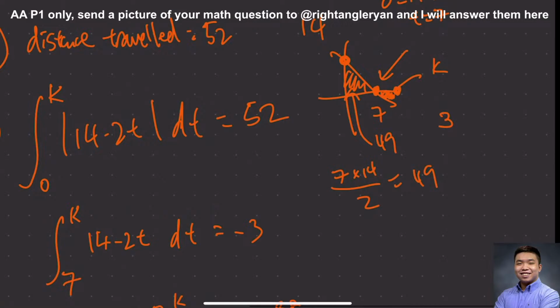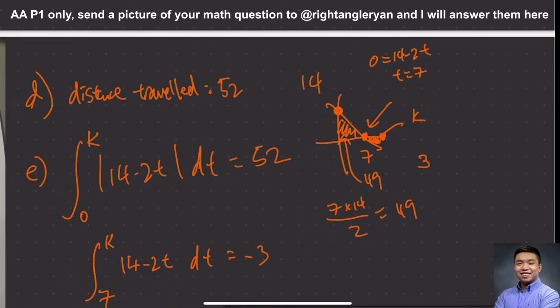We're doing 7 to k because we know our total distance traveled is 52, right? So if I'm drawing this 14 minus 2t out, it looks something like this. On the left here, we have positive area, which we know for sure is 49 already, because the x-intercept is 7 and the y-intercept is 14. This is just a triangle, so base times height divided by 2 is 49.